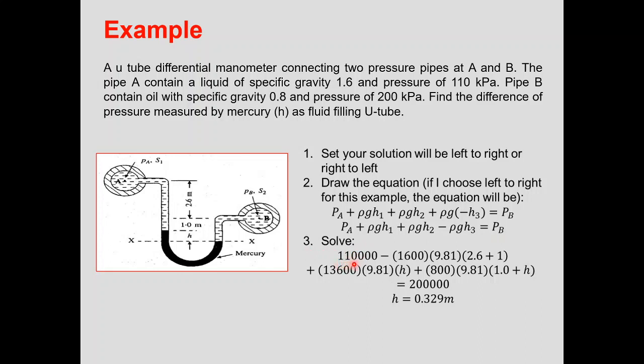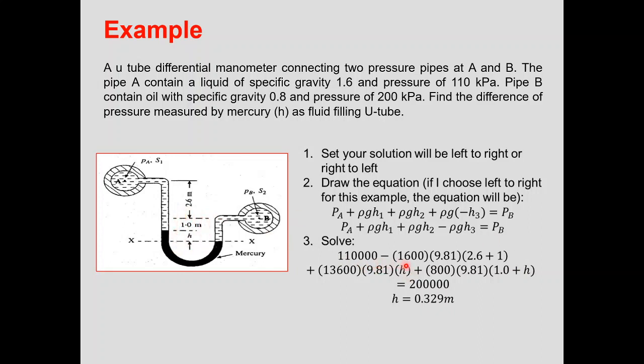You got almost all the data. So pressure at point A is 110,000 Pascal plus 1,600, the density of fluid in pipe A, times 9.81 times the h is 2.6 plus 1. Okay, for the second fluid, the density is 13,600, g is 9.81, and h is, oh, you don't know the h. Okay, plus the third fluid, the density is 800, g is 9.81, and h is the combination of 1 and h. So you just 1 plus h.